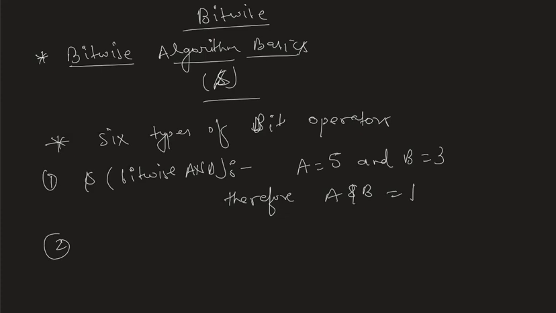Next, bitwise OR takes two numbers as operands and does OR on every bit of the two numbers. The result of OR is 1 if any of the two bits is 1. In case of AND, both bits must be 1 to get 1, but in case of OR, if any one of the bits is 1, we get 1. Suppose A equals 5 and B equals 3. Therefore, A OR B equals 7.